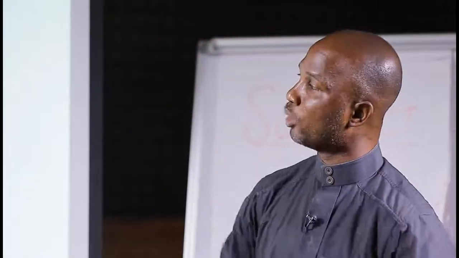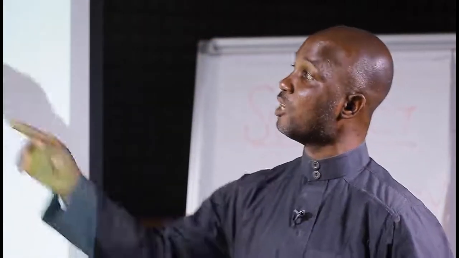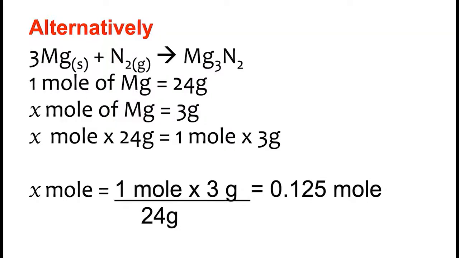But alternatively, if you want to solve it the other way around, looking at the equation, you find out that 3 moles of magnesium will combine with 1 mole of nitrogen to give you magnesium nitrite. So you find out that 1 mole of magnesium is equal to 24 grams. X mole of magnesium will be equal to 3 grams. So you make X mole times 24 grams, which is 1 mole times 3 grams.